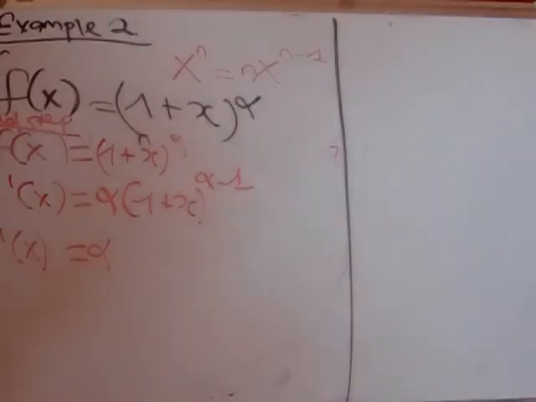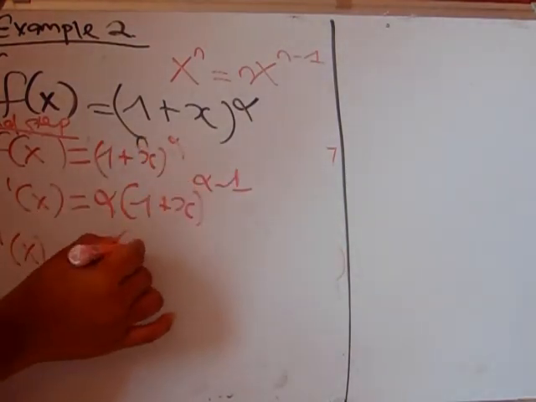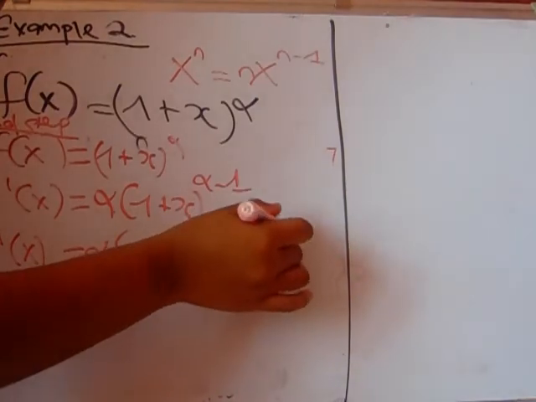Doing the same thing again, because this is a constant. If you're deriving and you have a constant, you can actually bring the constant outside the derivative and work with what you have. And in this case, we are left with (1 plus x) to the power of alpha minus 1. So alpha times (alpha minus 1) times (1 plus x) to the power of alpha minus 2.